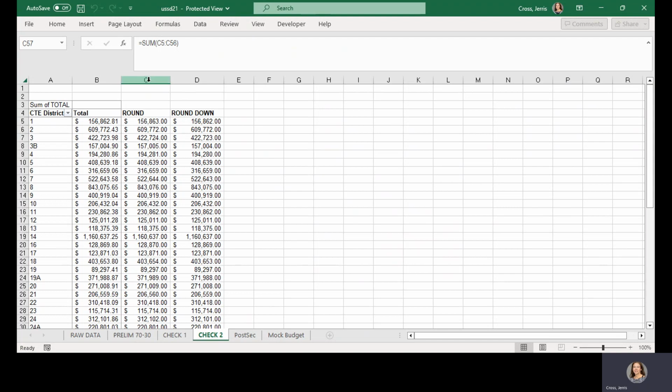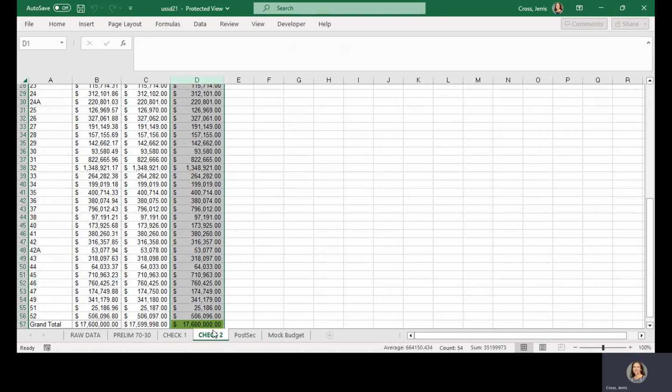And this one, I did two different rounding rules. I did rounding regular, which rounds up and down individually. And then I did a round down, which actually worked out the best. It matched up with the total budget exactly. So that was very helpful.